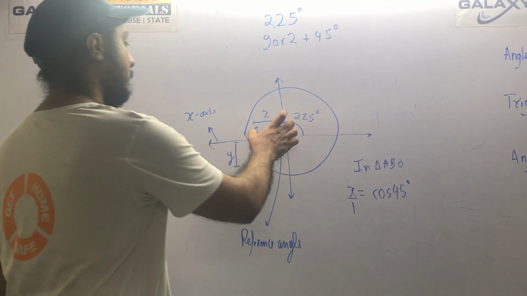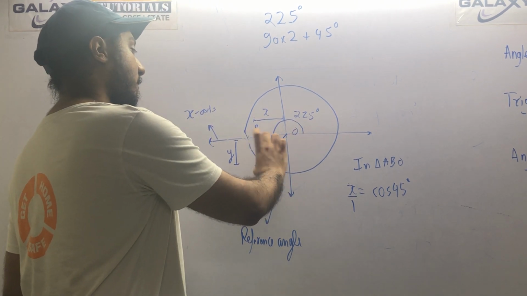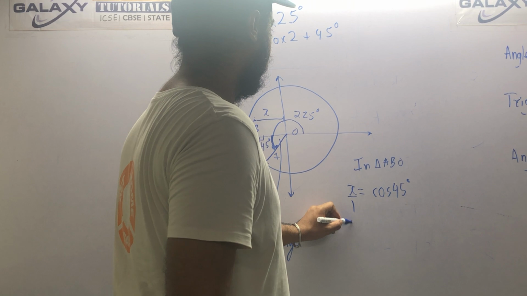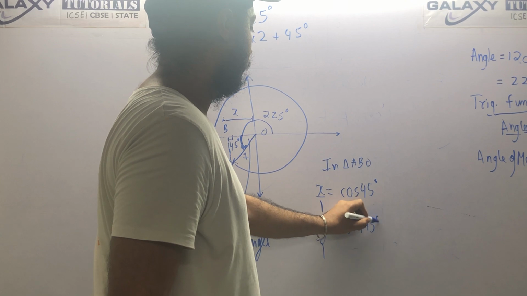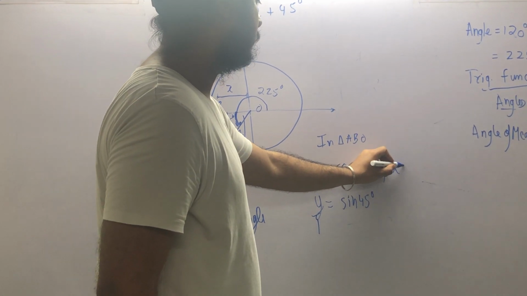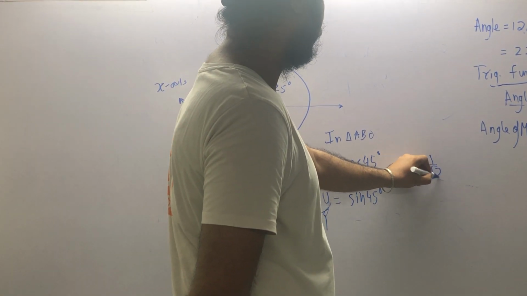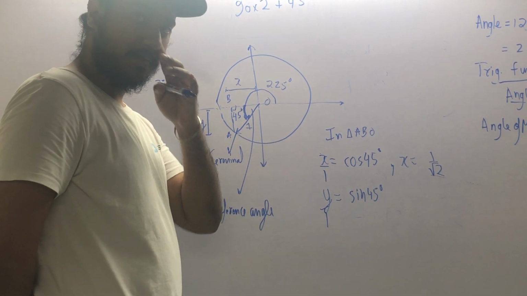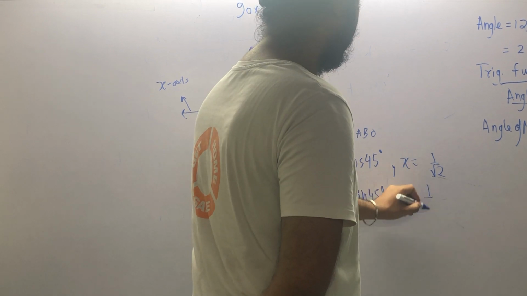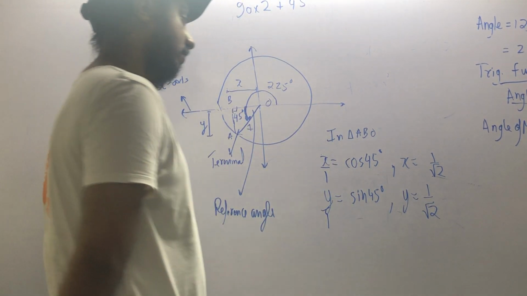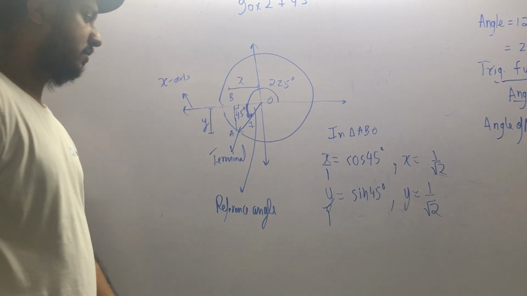Cos 45 is base upon hypotenuse. Sorry, perpendicular upon hypotenuse. So y upon 1 is equal to sine 45. So x is equal to 1 by root 2. Am I right? Because cos 45 is 1 by root 2, and y is also 1 by root 2. Both are the same values.